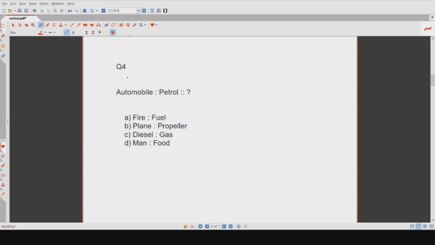Okay. So the fourth question was also based on analogy. That is, automobile is to petrol as question mark. Here, option D, that is man is to food, is the correct answer.